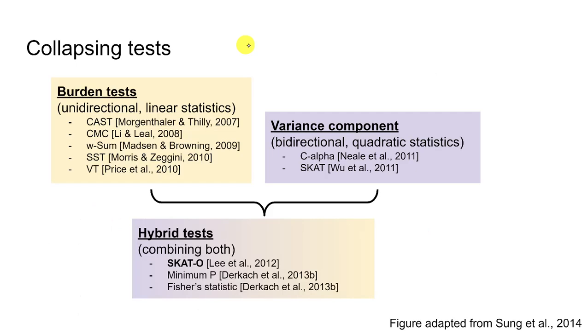Okay, so people have been able to combine both. These are both examples of collapsing tests, and people are able to combine them into hybrid tests. The most important of these is SKAT-O, which comes from SKAT and burden testing. SKAT stands for sequence kernel association testing, and the O here is, I think, for optimal. So it's optimizing both the burden tests and the variance component tests.